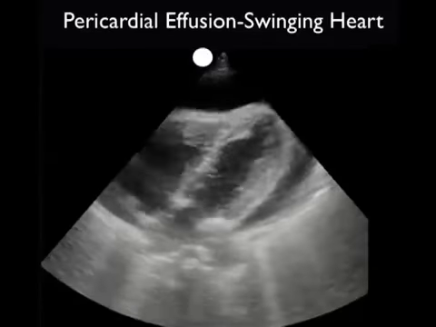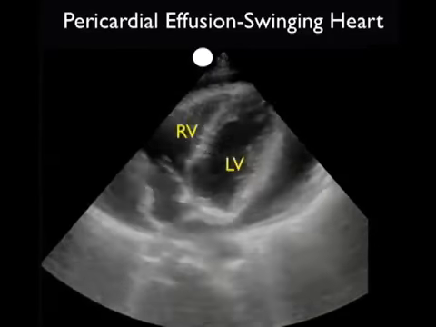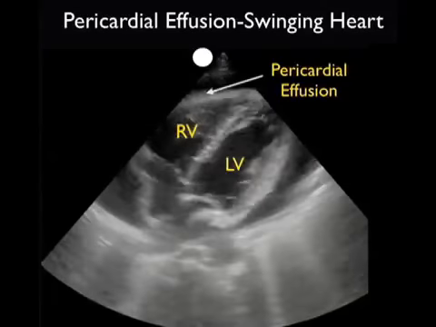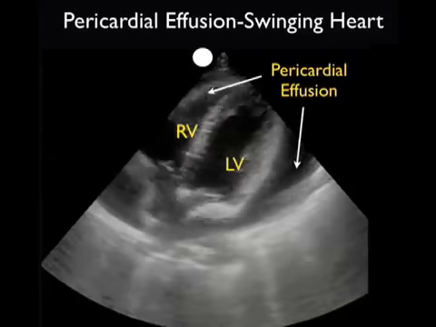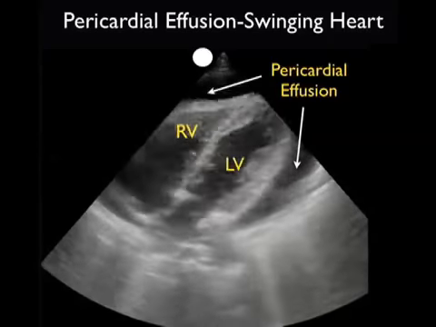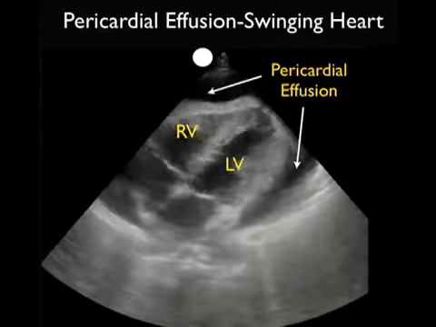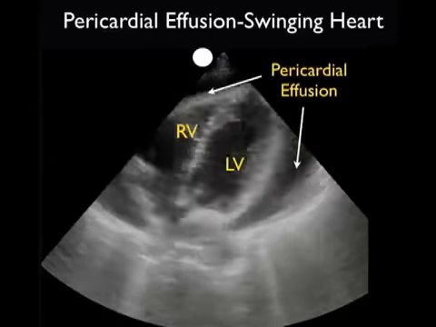Here's an interesting video clip of a patient who presented with acute shortness of breath. What we notice here is the right ventricle and the left ventricle closest to the screen, but we see here a very large pericardial effusion circumferentially surrounding the heart. And notice the heart swinging back and forth in all the pericardial effusion. This gives rise to the phenomenon known as electrical alternans, or different sizes QRSs on the EKG.